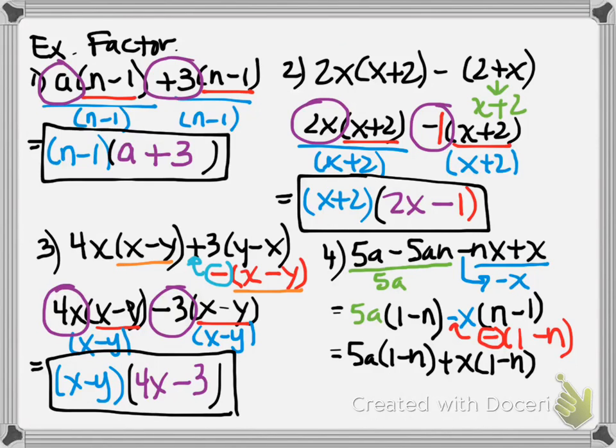So you should notice we do have the common factor of 1 minus n. So I'm not going to show the division anymore, but I'm going to pull him out, 1 minus n, and then remember to get the second binomial, I'm just going to pull out the coefficients. So that would be 5a plus x, and I'm not really pulling them out, they're the result of dividing each of those terms by the 1 minus n. Okay? Alright, we've got a couple more.